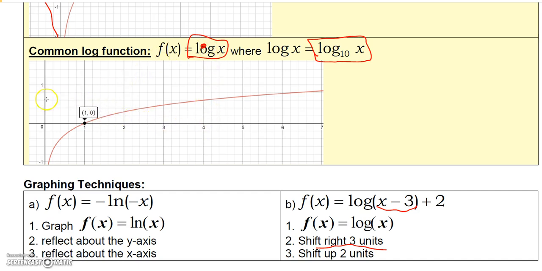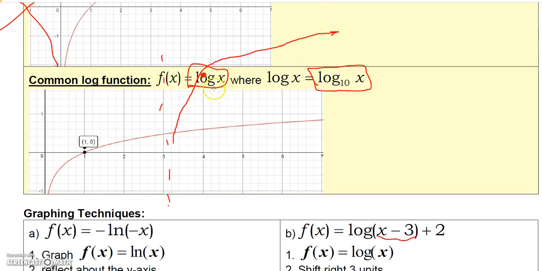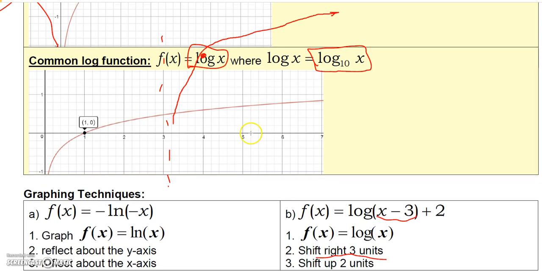Now, this is the vertical asymptote, so we'd also have to shift the vertical asymptote 3 units to the right, 1, 2, 3. That would just be right here, just to give me a guide. All right, so the graph would do something like this. It would be basically the same shape. It would just be shifted 3 units to the right and 2 units up.